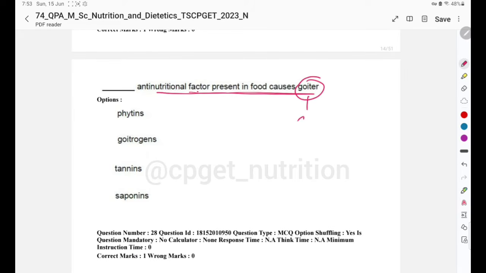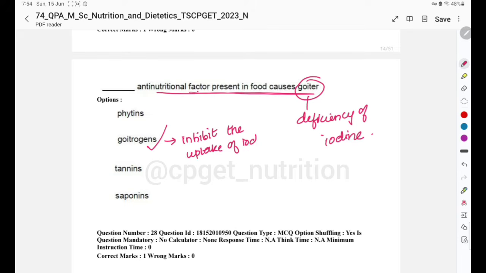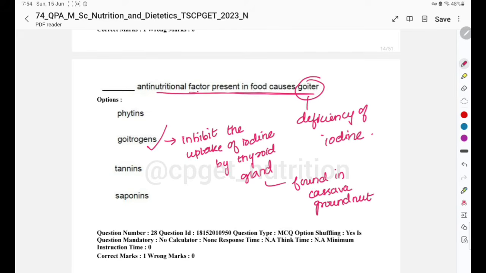Moving on to the next question, anti-nutritional factor present in food causes goiter. So goiter is basically due to deficiency of iodine in the body, and here the correct answer is second option, goitrogens, because goitrogens are the foods or the ingredients in the foods that inhibit the uptake of iodine by the thyroid gland, and goitrogens are mainly found in the foods such as cassava, groundnut, and cruciferous vegetables like cabbage, cauliflower and all.